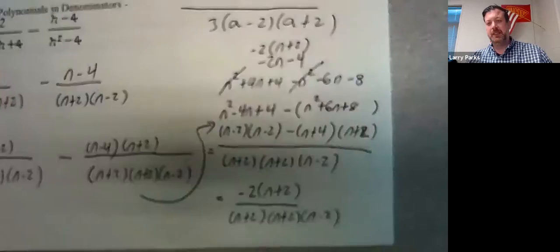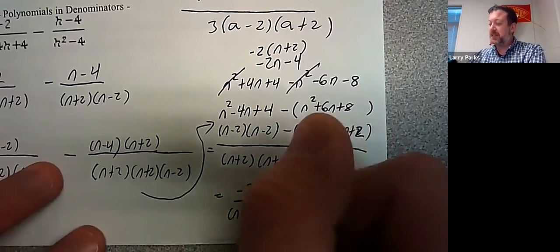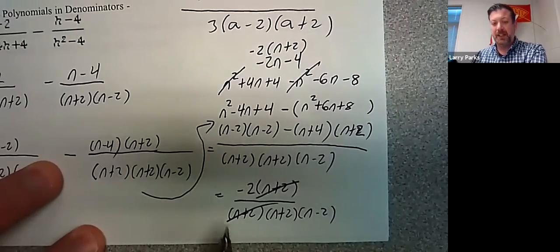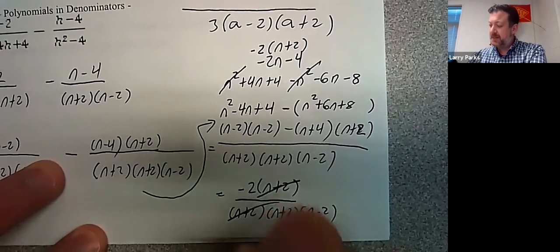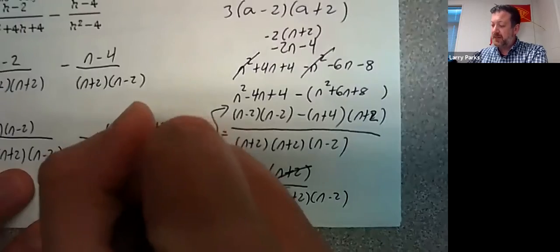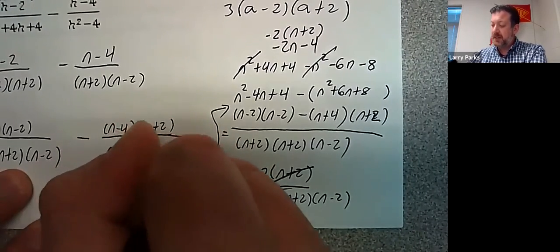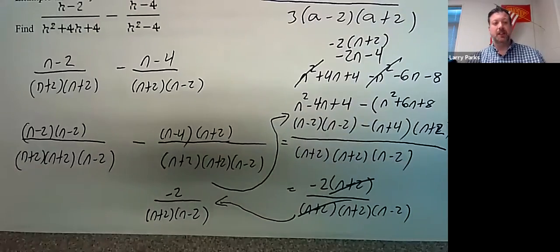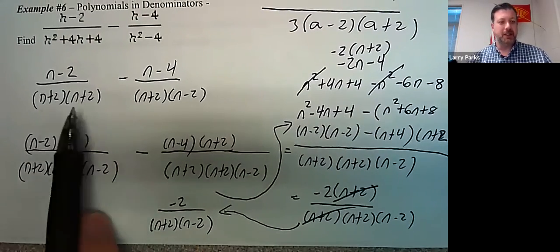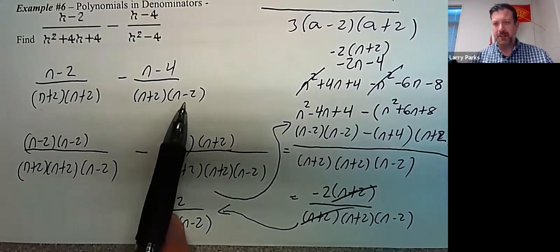And then finally, an example where something eliminates at the end. N plus 2's go away. And then that's my final answer. So I have negative 2 over (n plus 2)(n minus 2). And then my restricted values would be negative 2, negative 2, negative 2, and positive 2.